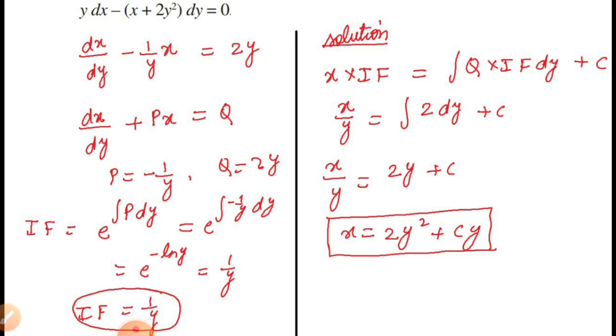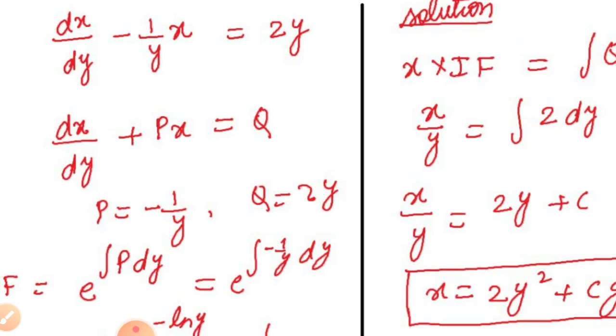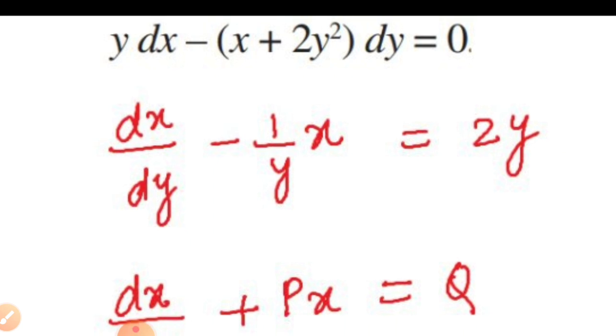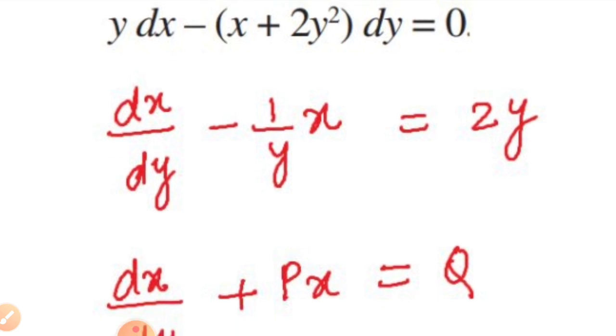Now another question we want to solve using the same linear differential equation method. The question is y dx minus (x plus 2y squared) dy equals 0. Again we can rearrange the desired terms and obtain a linear differential equation. It will be dx upon dy minus (1/y) x equals 2y.